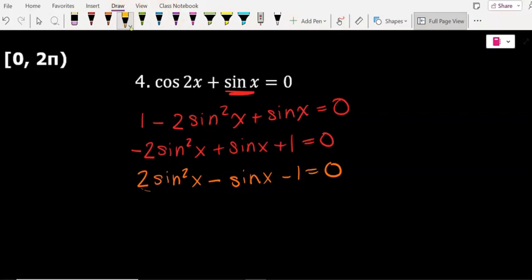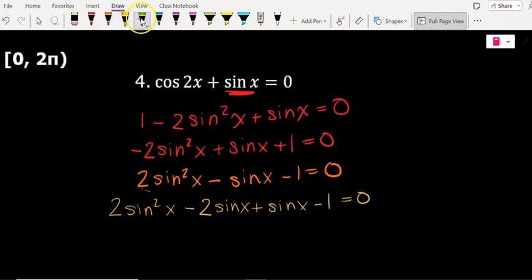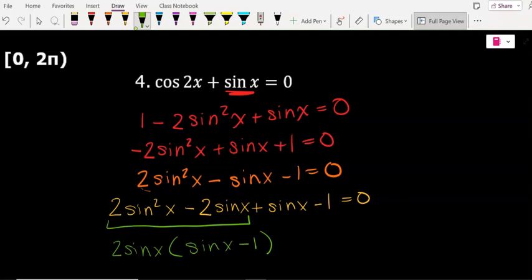There are several ways that you can do that, but I'm going to just do it by grouping. And so I'm going to turn this into 2 sine squared x minus 2 sine x plus sine x minus 1 equals 0. And so this first one right here, if I figure out what their GCF is, it's going to be 2 sine x. And so then what I'm left with is just sine x minus 1. And then I'm going to do this one right here. Well, I just have sine x minus 1. The only thing they share is a positive 1. And so then I'm left with sine x minus 1 right here.